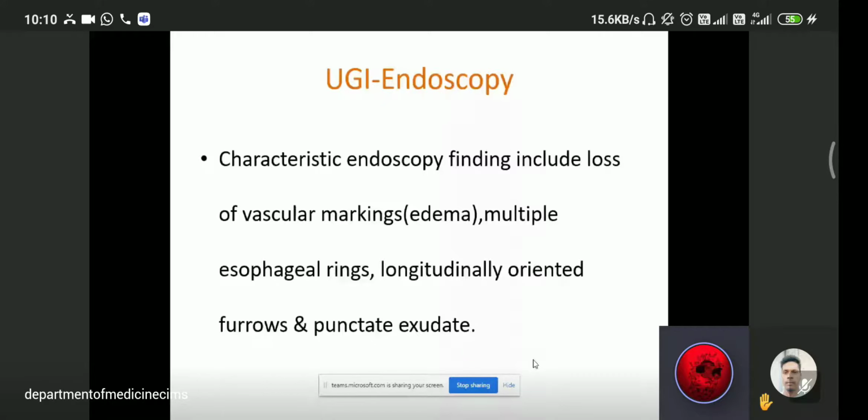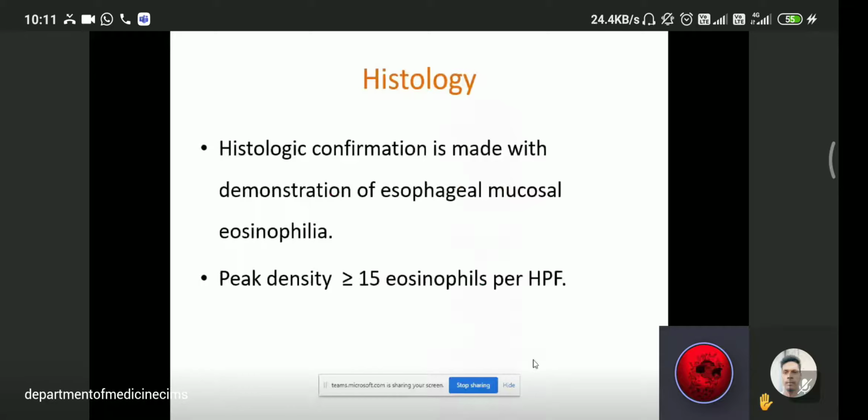Histology will confirm with demonstration of esophageal mucosal eosinophilia, that is, a density of more than 15 eosinophils per high power field. So on the basis of biopsy, the eosinophil count will be more than 15 eosinophils per high power field.